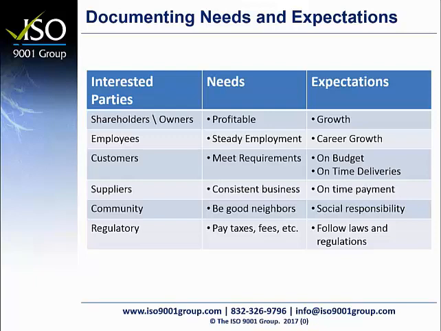The community needs your organization to be good neighbors, and they expect you to operate in a socially responsible manner. Regulatory bodies need you to pay various taxes and fees, and they expect you to follow the laws and regulations. They need you to do that, but when they come and audit, their expectation is that you're already doing these things, right? So, need and expectation. Since you now understand who the interested parties are and the definitions of a need and an expectation, you could come up with a table here to help you focus our activities and our decisions towards meeting these needs and expectations through our quality system.